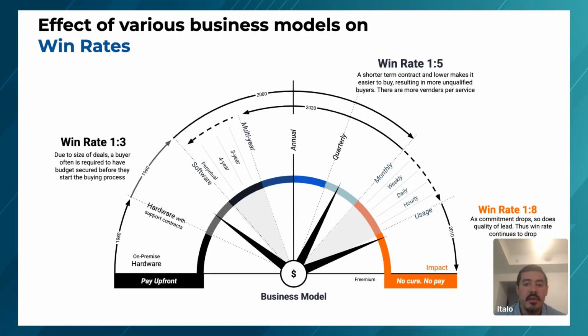So the win rates are 1 to 3 here, 1 to 5 for normal SaaS, and 1 to 8 for product-led growth. This is important to know. Whenever you start building your sales pipeline, you have benchmarks on how to hold yourself accountable and make sure your team is doing a good job. So that's kind of how the theory works.